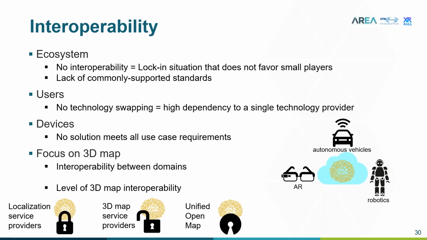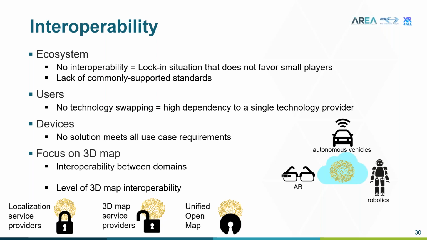For a user, typically much more for B2B verticals, we want to swap technology. We don't want to have high dependency on a single technology provider, because typically in a factory, for example, an enterprise wants to use either ARKit, ARCore, a HoloLens, and others. And depending on the use case, you will choose one of the technologies. And perhaps if there is a new feature provided by another technology, you want to swap from one technology to another one.